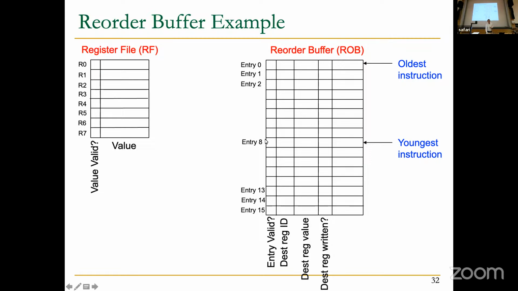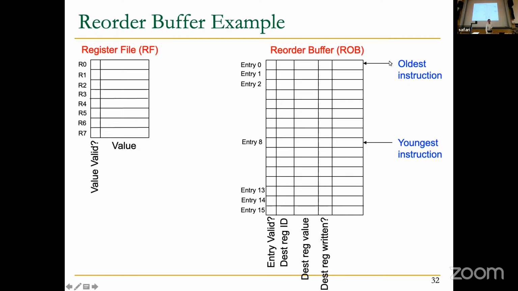And then the reorder buffer also has a val bit, whether the entry is valid, whether the destination register is written. If the destination register is written, what is the value of the destination register? And this is the destination register ID that the instruction allocated to that entry is writing to. And again, we have oldest to youngest instruction. These are just pointers.